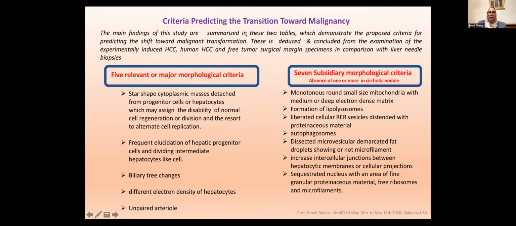The main findings of the study are summarized in these two tables, which demonstrate the proposed criteria for predicting the shift toward malignant transformation. This is deduced and concluded from the examination of the experimentally induced HCC, human HCC, and the frozen tumor surgical margin specimen in comparison with the liver needle biopsies. We have deduced 5 relevant or major observable morphological criteria observed in the examined cases and 7 subsidiary morphological criteria.